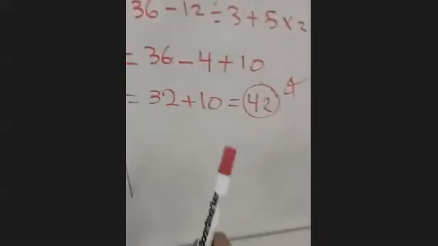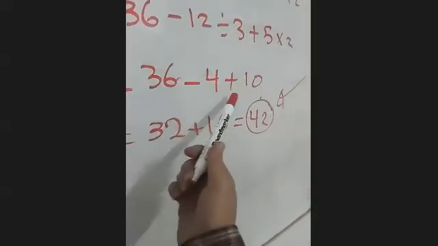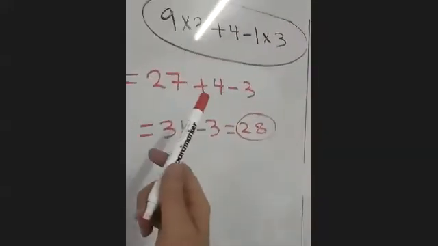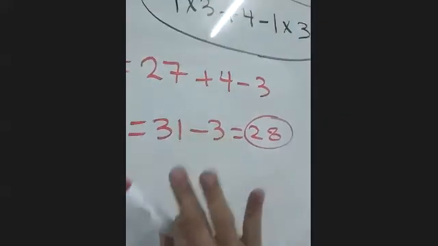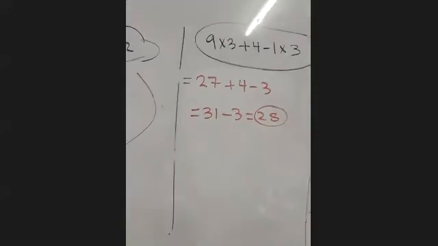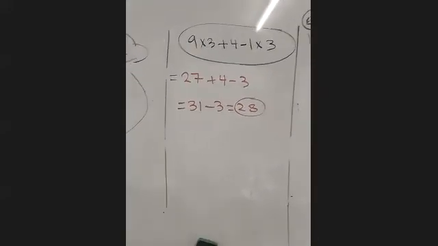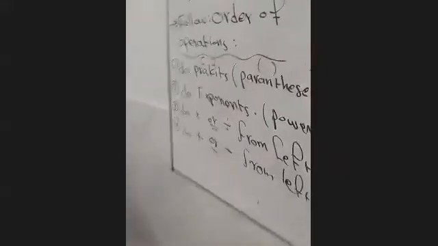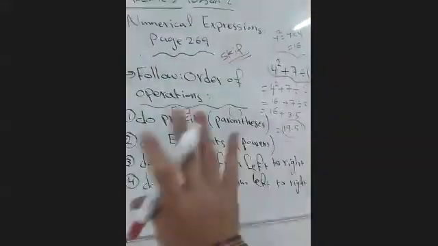Here, guys, if you remember, in the previous example I had subtraction, then addition. So I subtract, then add. Here, I have addition, then subtraction. So I add, then subtract. What comes first, you do it. Okay? This is how to deal with order of operations, guys. You need to follow the order of operations.